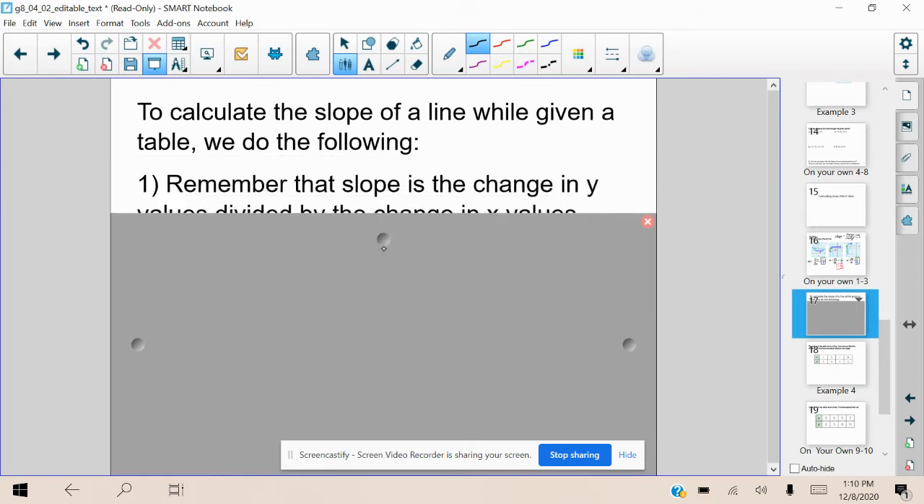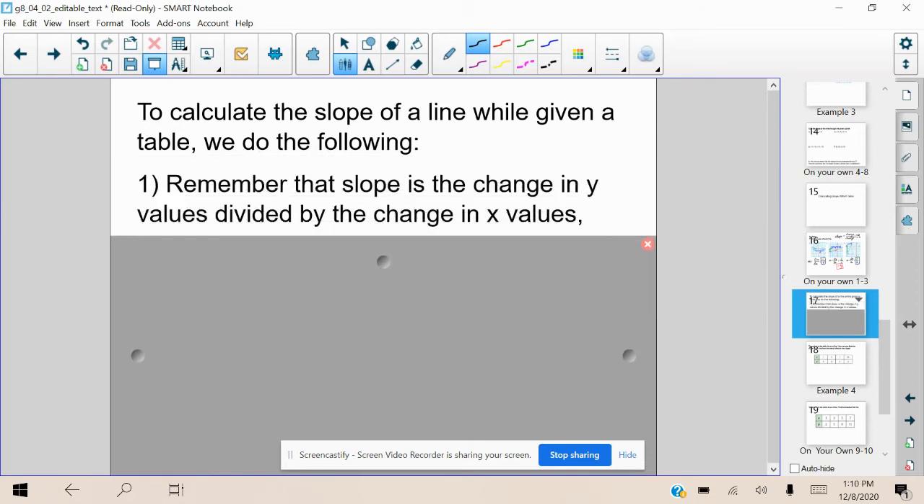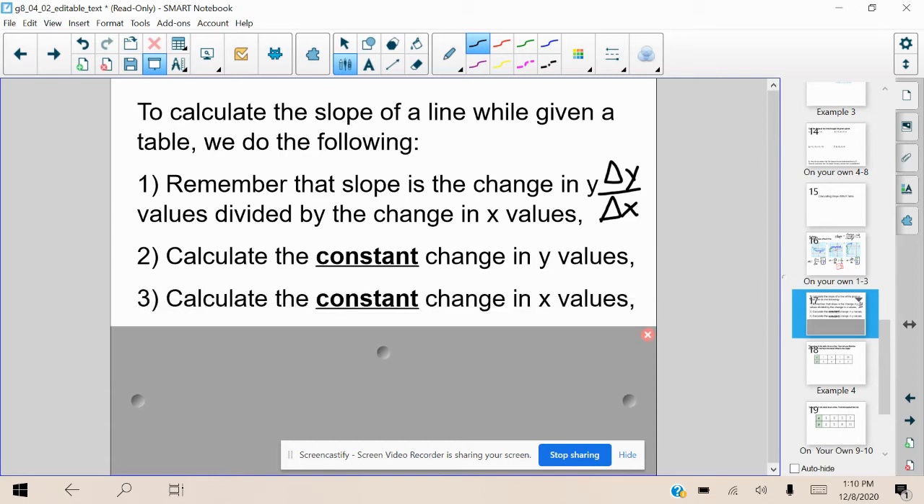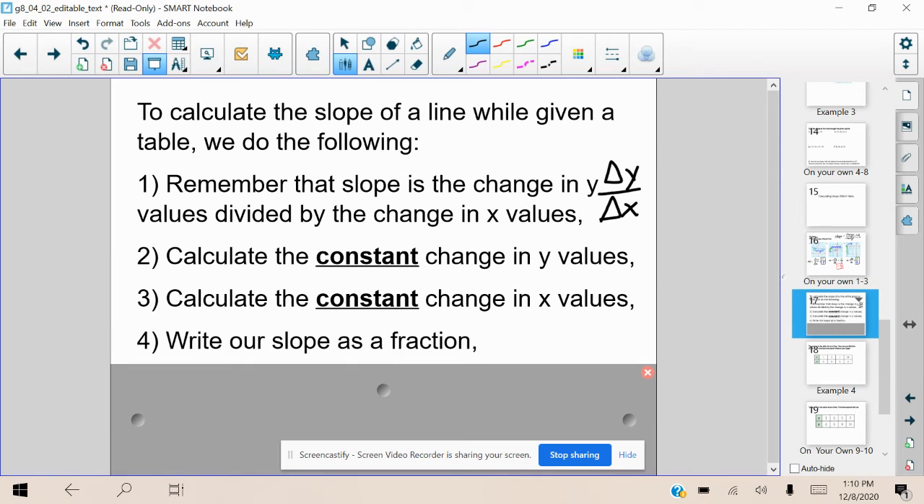Number 1, the first thing we have to do is remember that slope is the change in y values divided by the change in x values, right? It's our change in y over our change in x. After we remember that, we then want to calculate the constant change in y values. And we're going to be talking about what that means, the constant change in y values. Then we're going to be calculating the constant change in our x values. We're then going to write our slope as a fraction, because we always write it as a fraction.